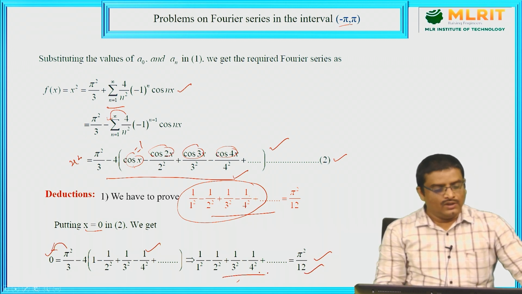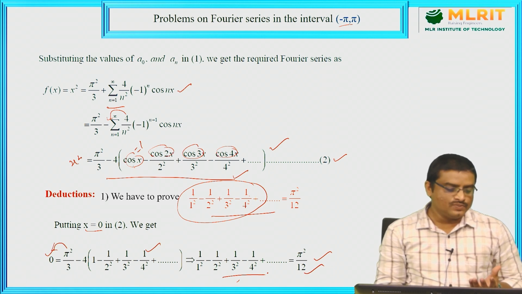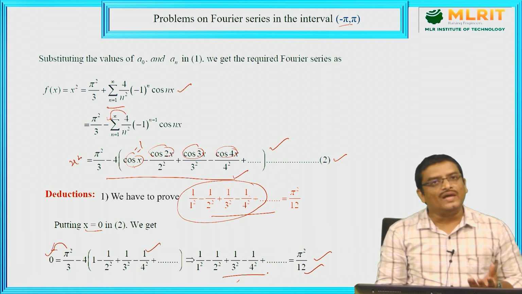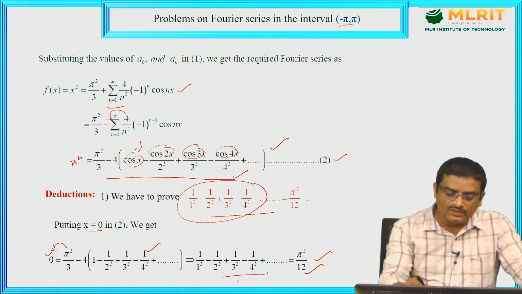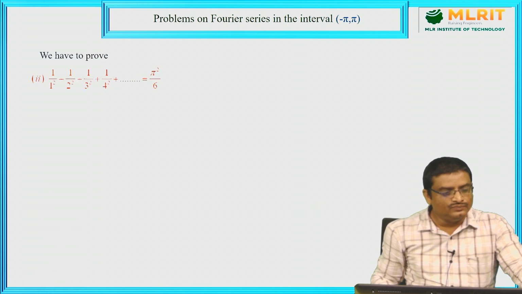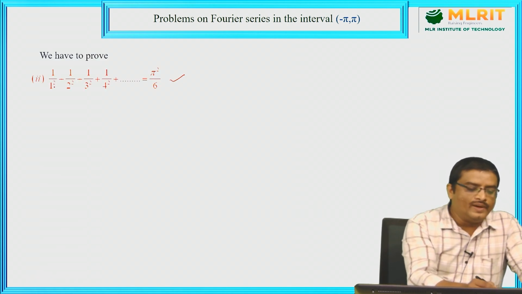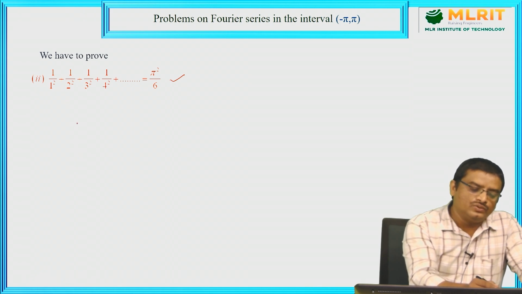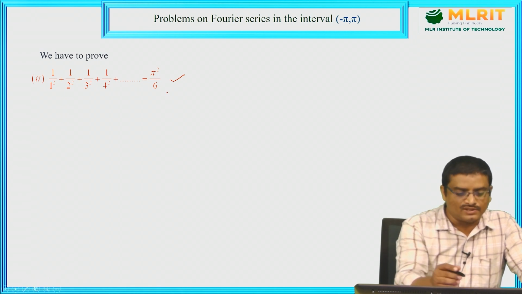So, whenever we want to prove any deductions from the Fourier series, this is possible by substituting the suitable value of x in order to get our required deduction here. So, this is our first deduction. Now, we will go for the second one. Our second condition, this is the condition we have to prove: 1 by 1 square plus 1 by 2 square plus 1 by 3 square plus 1 by 4 square and so on. This series must be equal to pi square by 6.